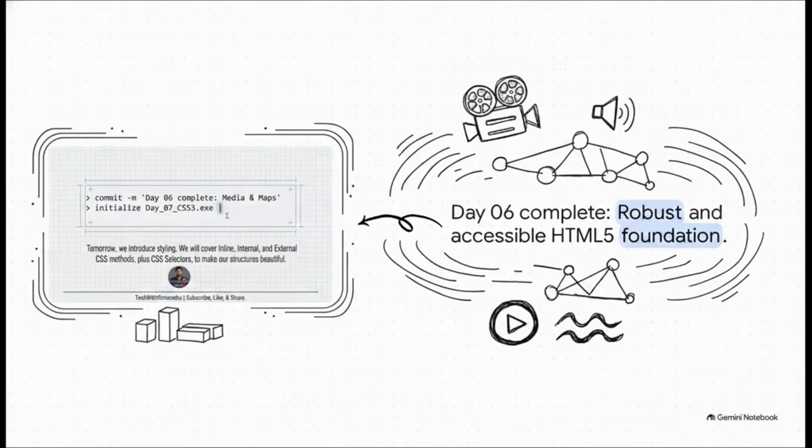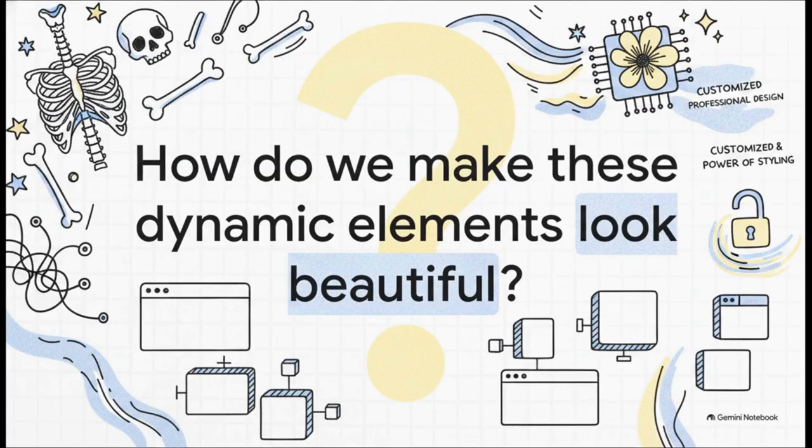And with that, we can officially commit our progress. Day 06, media and maps are complete. We have successfully built a robust, highly interactive, and totally accessible HTML5 foundation. The structure is solid, the media is playing flawlessly, and our invisible navigation maps are perfectly plotted. But let's take a step back and consider what we've actually built. The elements are highly functional, for sure, but they are visually pretty raw.